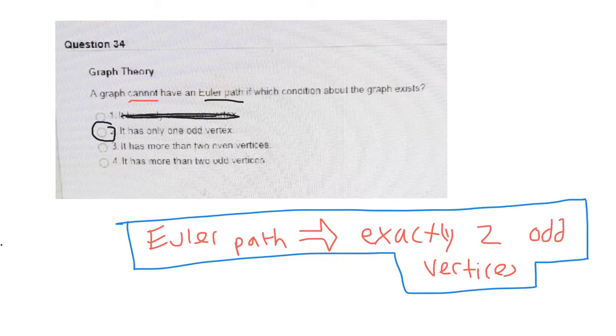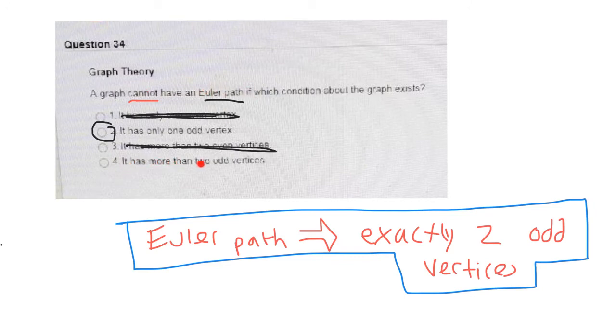So get the next one. It has more than 2 even vertices. Well, I would say in that case, you could definitely potentially have an Euler path. So this one is gone because you might be able to have an Euler path under that criteria. We're looking for criteria that is such that you cannot have an Euler path.